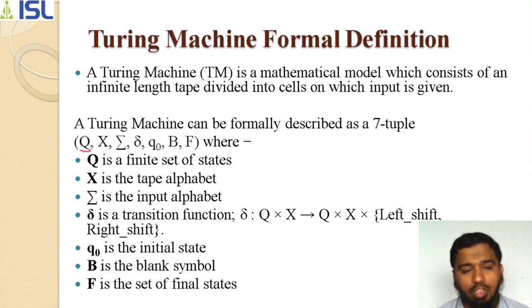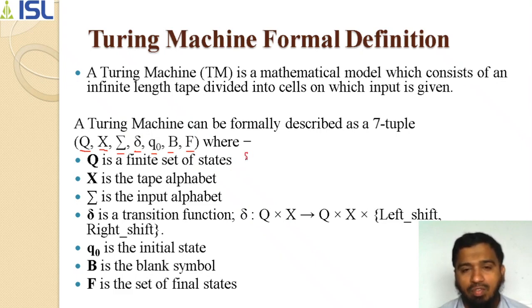What are the tuples? First one is Q, second one is X, third one is sigma, fourth one is delta, fifth one is q naught, sixth one is B, and seventh one is F. So what are these Q, X, sigma, delta, q0, B, F? So first one is Q. Q is a finite set of states.